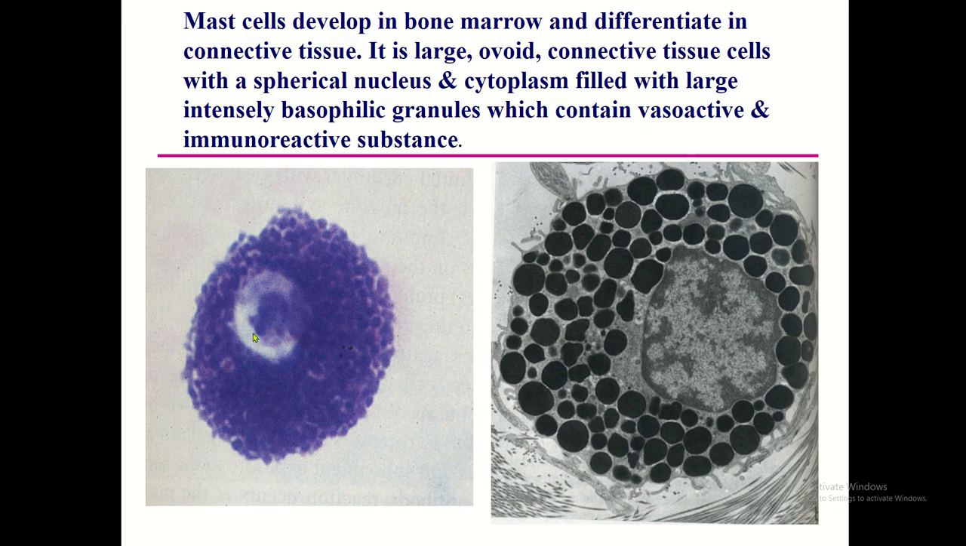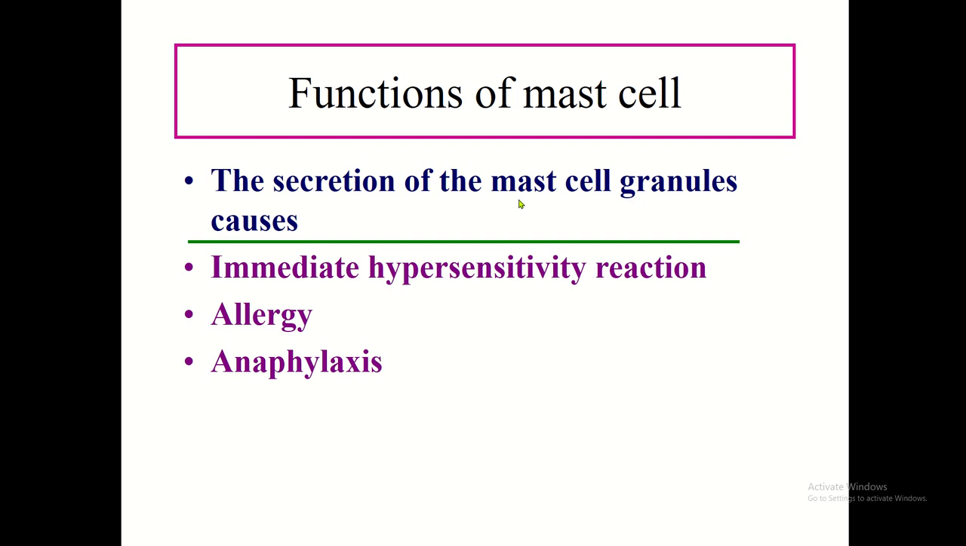Mast cell is developed in bone marrow and differentiated in connective tissue. It is a large ovoid connective tissue cell with spherical nuclei and cytoplasm filled with large intensely basophilic granules which contain vasoactive and immunoreactive substances. You see within the nucleus the presence of heterochromatin and euchromatin. The secretion of the mast cell granules causes immediate hypersensitivity reaction, allergy, and anaphylaxis.